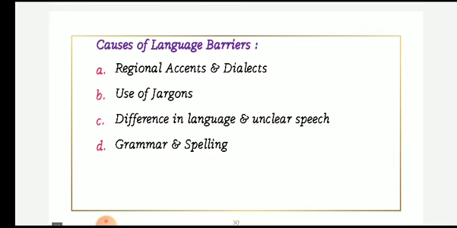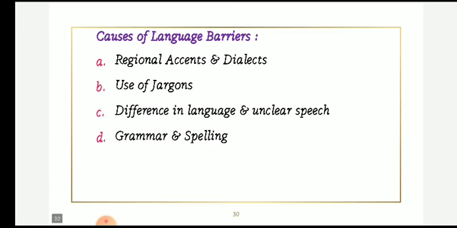Now, let us see the different causes of this language barrier. Again, there are many causes actually. First cause, that is A, is the regional accent and dialects. Regional accent, region means area-wise, the language is spoken and pronounced in different ways.